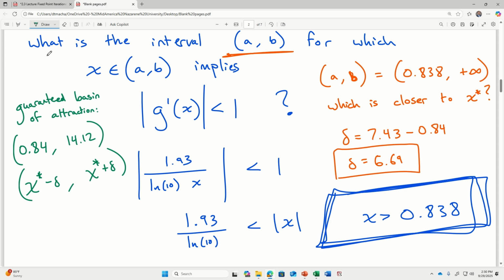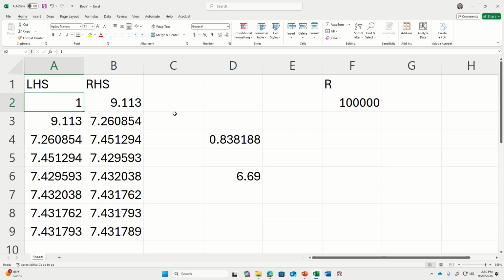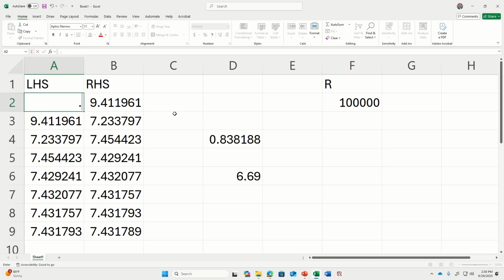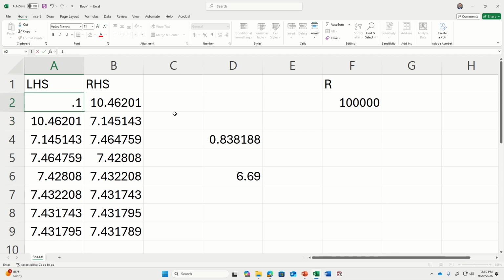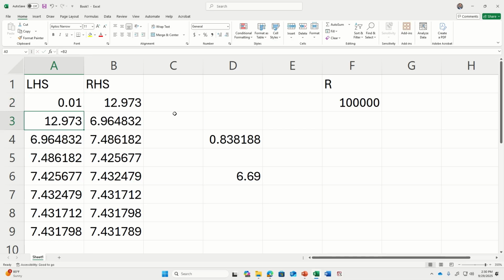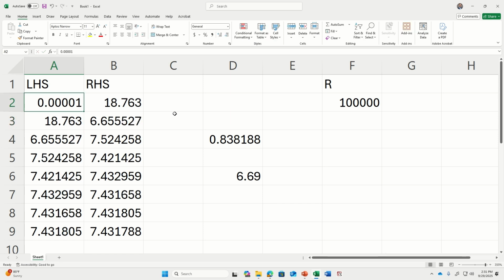All right, so let's try some things. What if my starting iterate is less than 0.84? Like what if it's 0.82? Okay, that still converges. Even though I'm outside my guaranteed basin, this still converges for 0.7, 0.6, 0.5, 0.4, 0.3, 0.2, 0.1, about 0.01. Yeah, it still converges even outside the guaranteed basin.